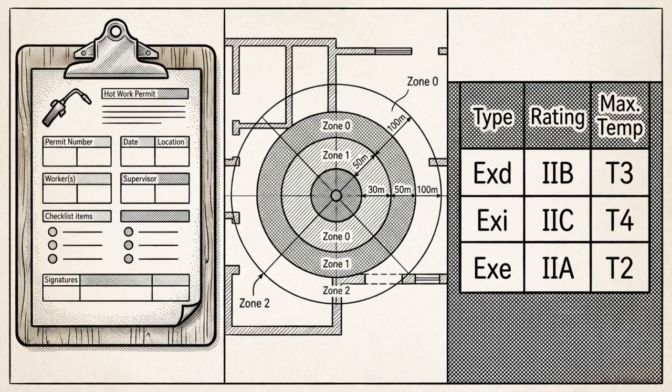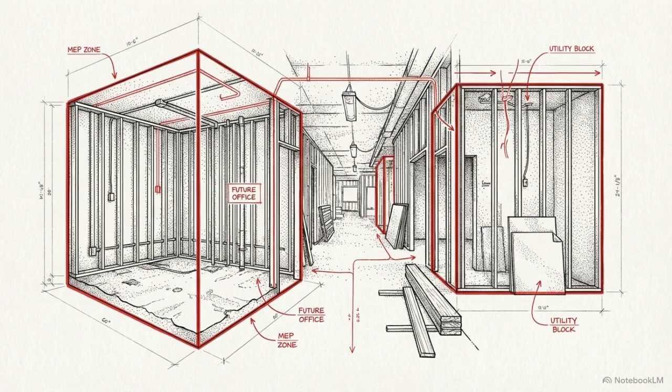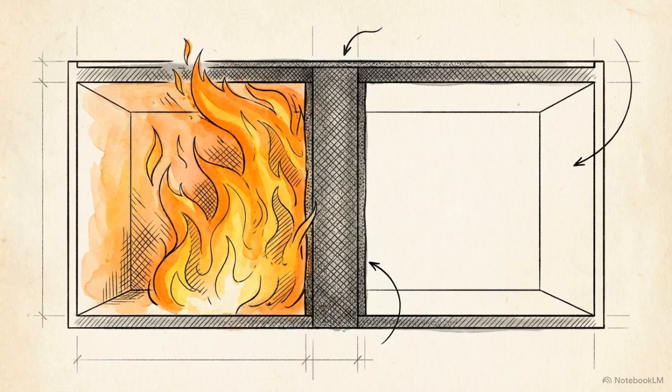Hot work permits, exact LPG separation distances, and electrical zoning act as invisible administrative firewalls. They physically separate the fuel and heat legs of the fire triangle before a spark ever occurs. Structural compartmentation is the physical method of preventing fire and smoke spread. It works by separating a building into contained zones using fire-resisting walls and floors.